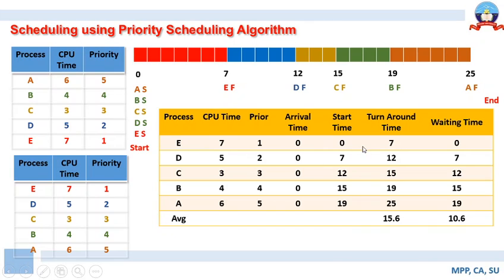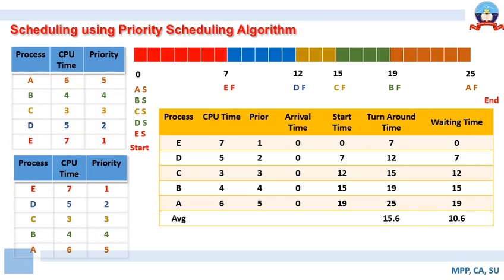So start time is 0 and turnaround time is exit time minus arrival time. For E, exit time is 7, so 7 minus 0 is 7. For D, exit time is 12 and arrival time is 0, so 12 minus 0 is 12. Likewise for C, exit time is 15, so 15 minus 0 is 15. For B, exit time is 19, so 19 minus 0 is 19. Likewise for A, exit time is 25, so 25 minus 0 is 25. So here the average turnaround time is 15.6.